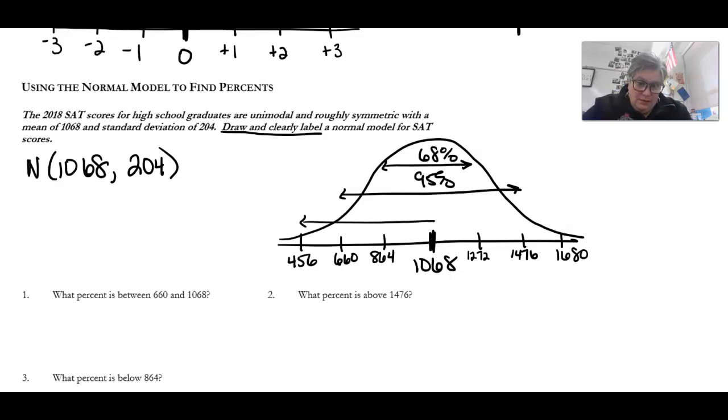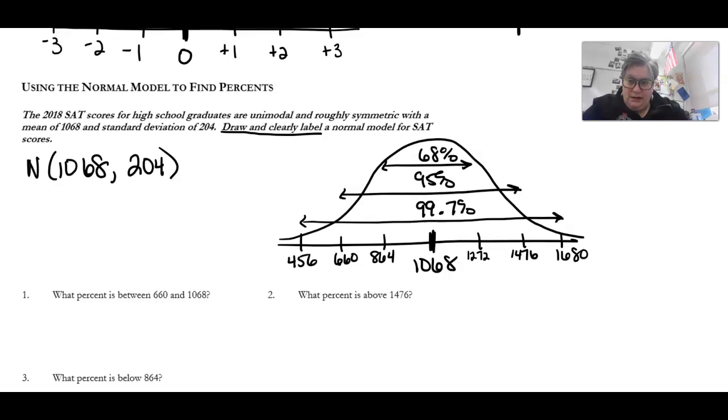And then my last one's 99.7. Now there's going to be times that you're going to see things like this where 1680 actually isn't a number that exists for an SAT, but we're still going to go with it based on what we have. Okay, so this first question says, what percent is between 660 and 1068?